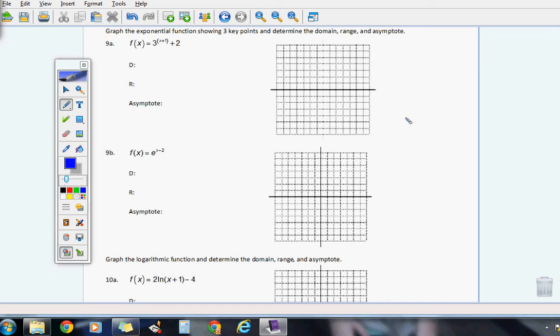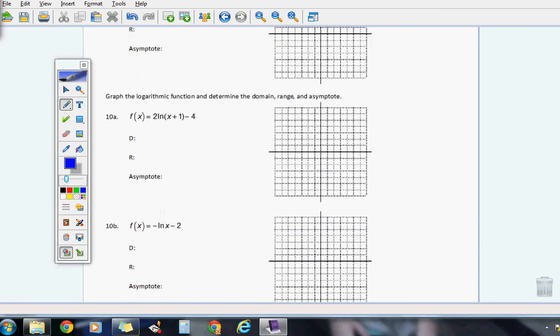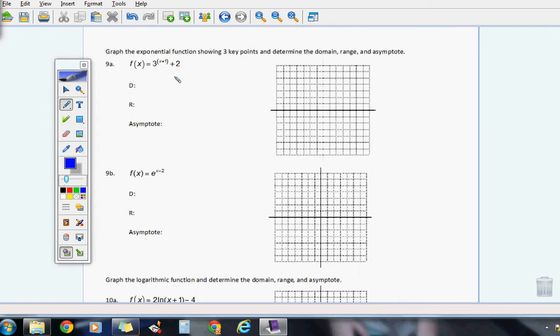Please notice right now, I just want you to see that there's a difference between 9 and 10. Okay? Get to know those parent functions. An exponential function here, there's a couple things we need to know. Know that the exponential functions have horizontal asymptotes.